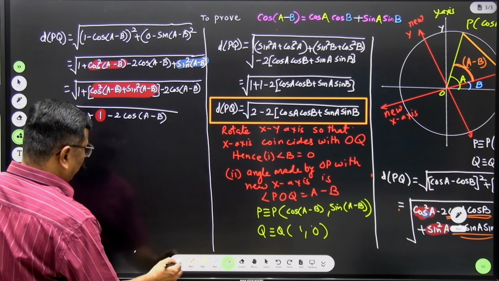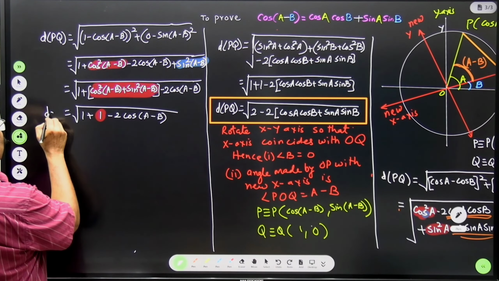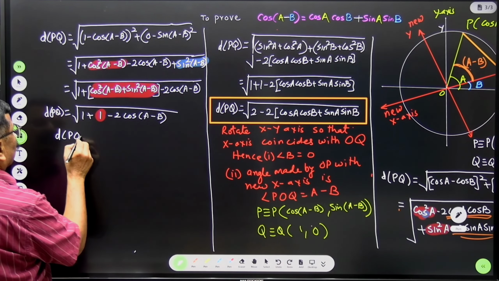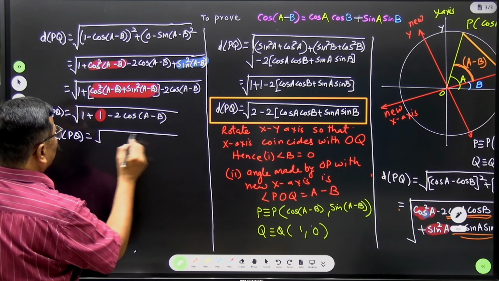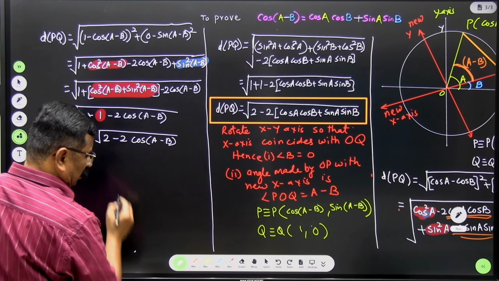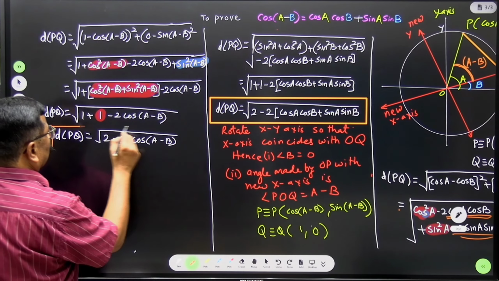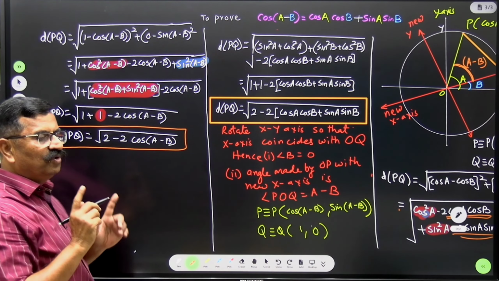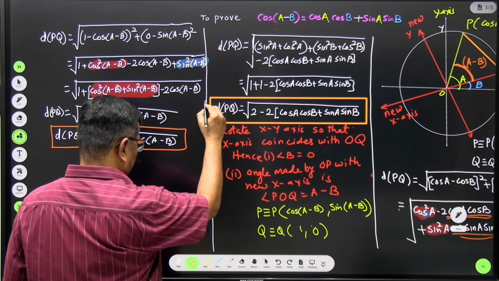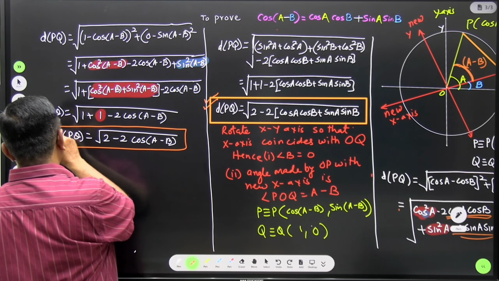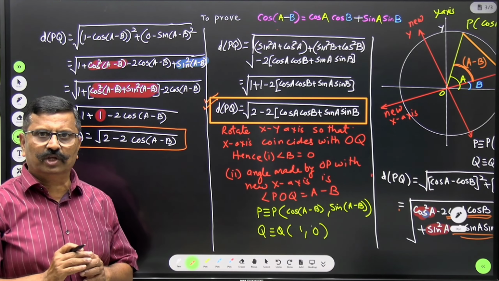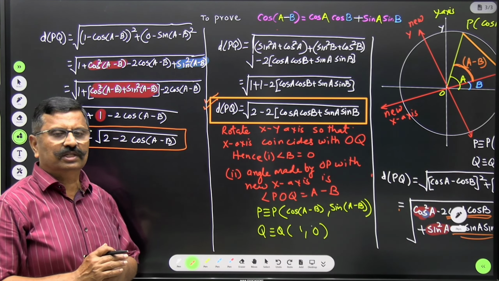So now we have distance PQ. Distance PQ is equal to under root 2 minus 2 cos(A minus B). Hence, I have got one more formula for distance PQ. Now see, this equation and this equation, both these equations represent the same distance, that is distance PQ. So I can equate these two distances.